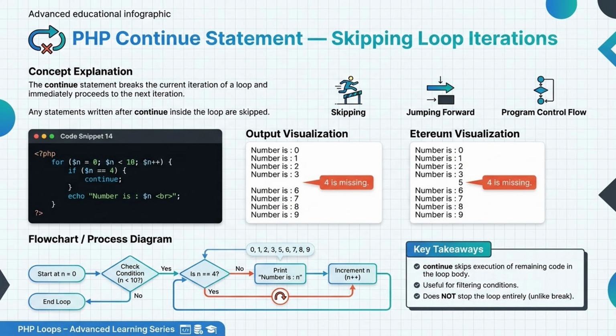Continue is designed to skip the remaining code in the current loop iteration, making it ideal for filtering out unwanted values. Unlike break, it does not stop the loop entirely. It only bypasses specific conditions while allowing the loop to keep running until its ending criteria are met. This makes continue a valuable tool for building cleaner, more controlled loop logic in situations where selective skipping is required.